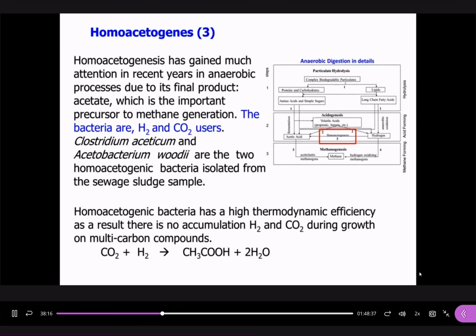The third step, converting hydrogen into acetic acid. CO2 plus hydrogen, we get acetic acid and water. This bacteria are hydrogen and CO2 users. So this bacteria consume CO2 and hydrogen gas, right? Clostridium aceticum, etc. They have a high thermodynamic efficiency, so there is no accumulation of hydrogen and CO2 during growth of multi-carbon compounds. So hydrogen can be consumed by this step or by this step.